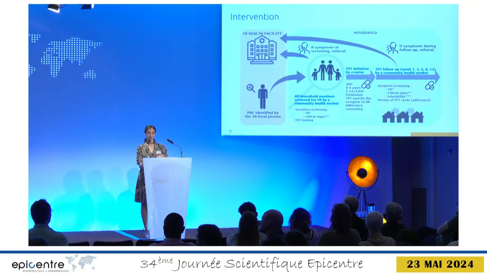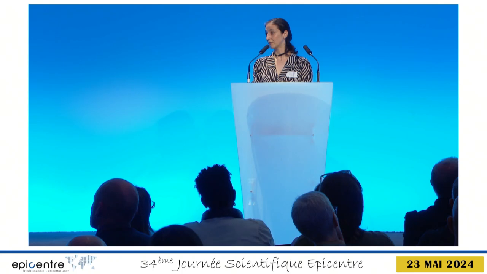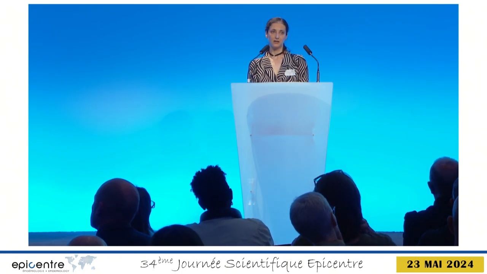Also, the nurse makes sure that the child doesn't have any symptoms, so there's a secondary assessment, and also there's counseling for adherence. Then the follow-up in the intervention model happens at 1 week, 2 weeks, and then monthly until the end of therapy. At each follow-up visit, children are screened for TB symptoms, critical signs, and also tolerability to TPT. And also, adherence counseling is redone at each of these follow-up visits. If there is any symptom suggestive of TB during the follow-up visits, the children are referred to the health facility.